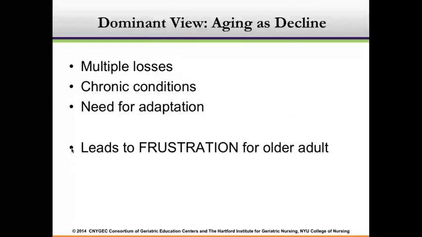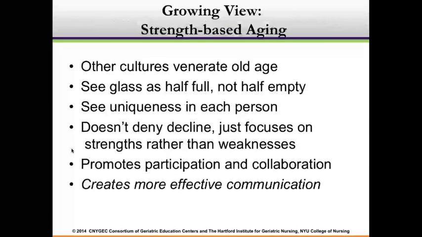So the dominant view is aging in decline. There are multiple losses, chronic conditions, constant need for adaptation, and this leads to tremendous frustration for older adults. These are all true components for many, many older adults, but not for all. And there's a new growing view, and that's based on strength.